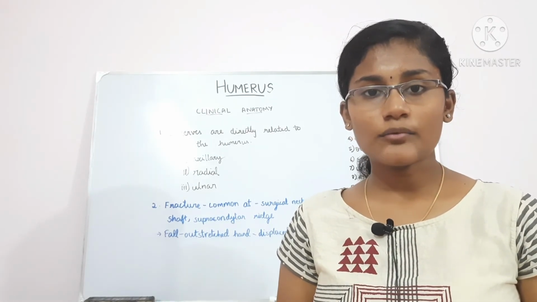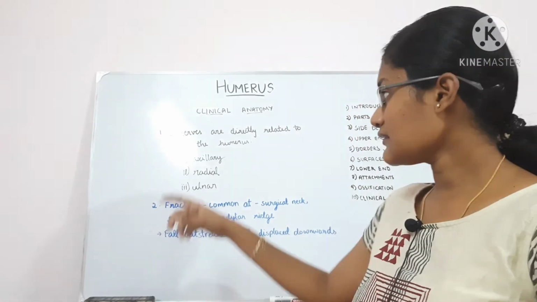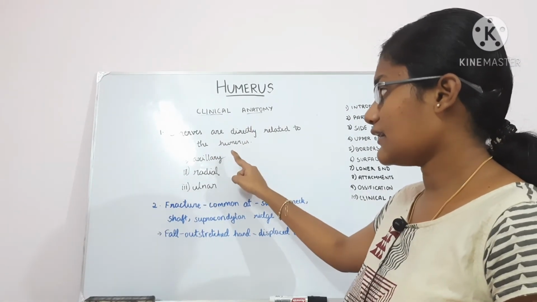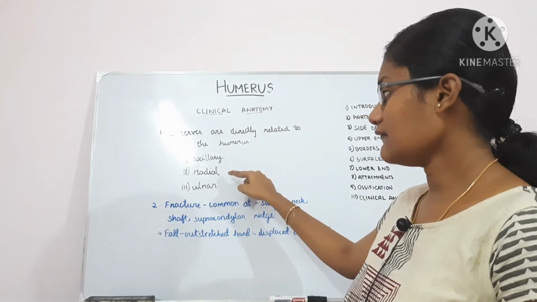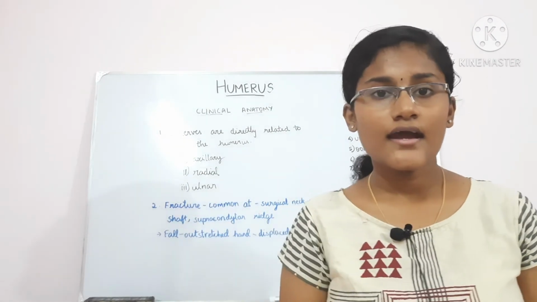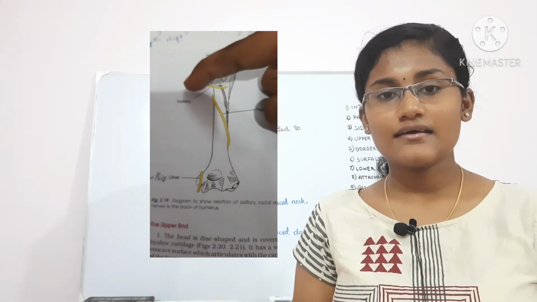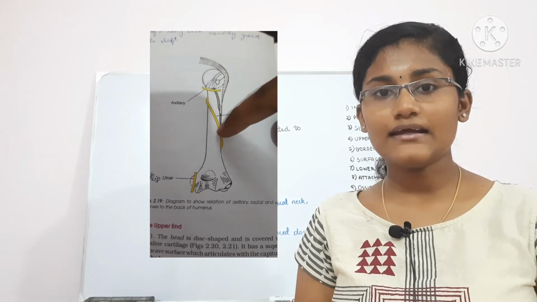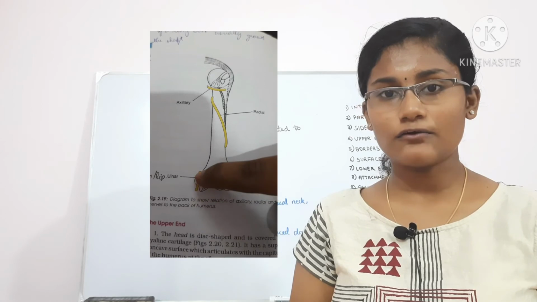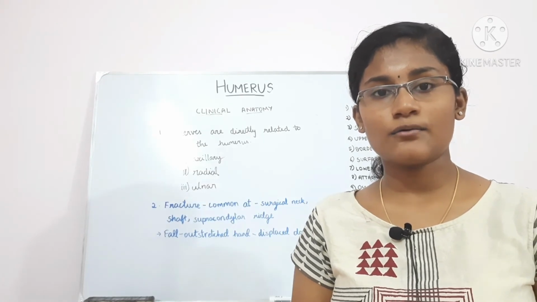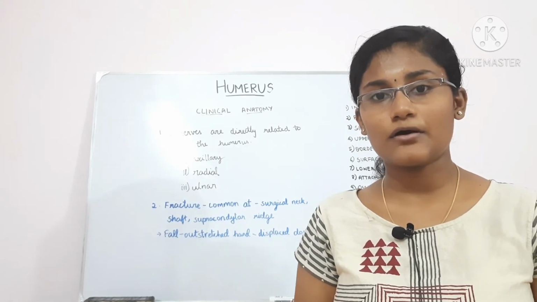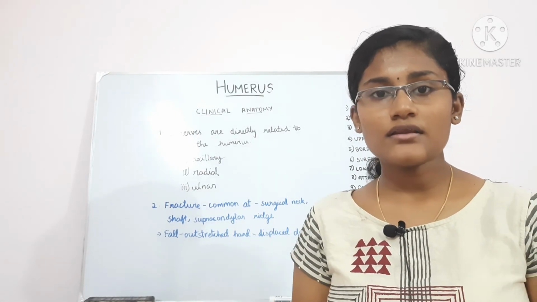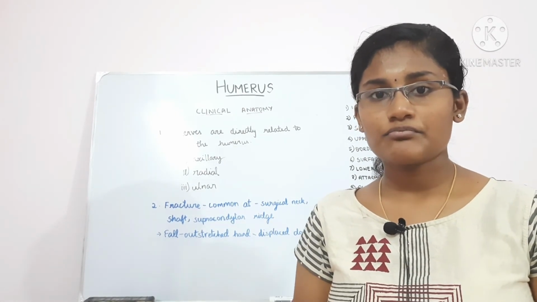In the clinical anatomy of the humerus, the first thing is that there are 3 nerves that are directly related to the humerus, that is axillary nerve, radial nerve and the ulnar nerve. In this image, you can see that the axillary nerve occurs at the surgical neck, the radial nerve occurs over the radial groove, and the ulnar nerve occurs over the posterior aspect of the medial epicondyle. Now, injury to any of these bones can cause an injury to the nerves too.